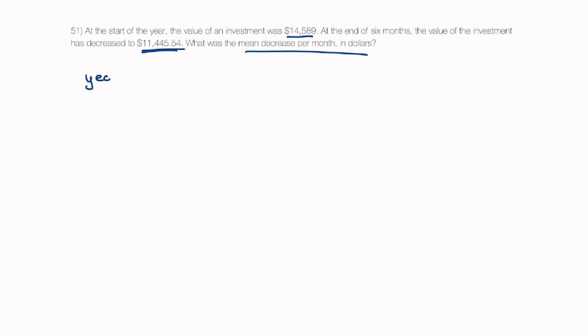Let's write the information. At the beginning of the year, what was the situation? $14,589. And what happens after 6 months? At the end of 6 months, the value of the investment has decreased to $11,445.54. That's the value. What are we supposed to do? We have to find the mean decrease per month. So each month, how much is it decreasing? So first we need to know the total decrease, right? That's why minus here.